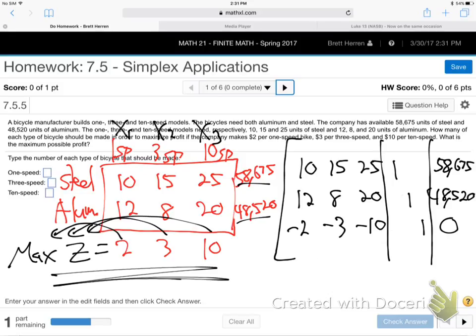and then the Z, the thing you're maximizing, those always come over negative because you jump them to the other side of the equal sign. We talked about that last time. Feel free to look back on that YouTube if you want. And then you have the answers at the end, the 58,675, 48,520, and then 0. The max answer is always 0 at first. And then the section that's missing, put ones down the diagonal and fill in zeros. Like that. Does that make sense?